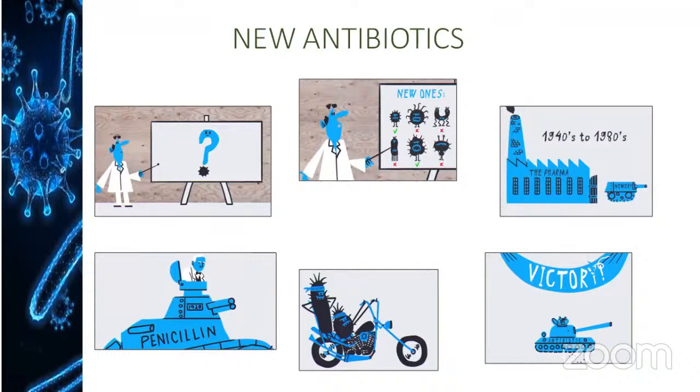But first, how did we get into this situation? The first widely used antibiotic was penicillin, discovered in 1928 by Alexander Fleming. In his 1945 Nobel Prize acceptance speech, Fleming warned that bacterial resistance had the potential to ruin the miracle of antibiotics. And yes, he was right.